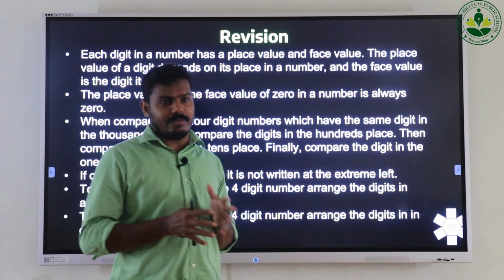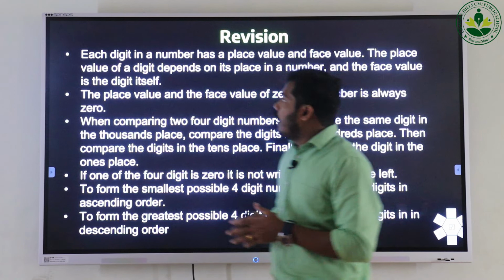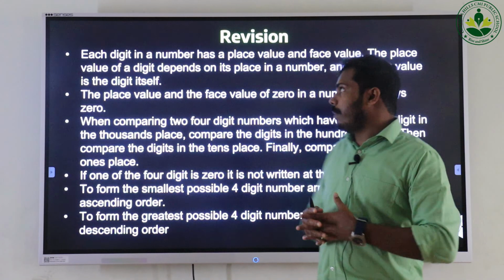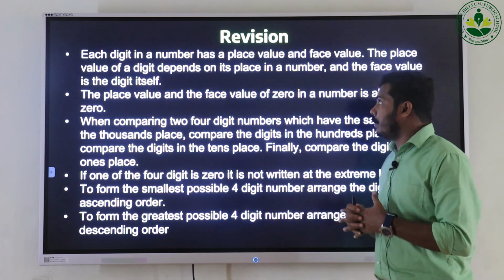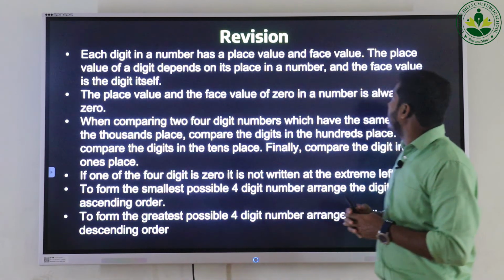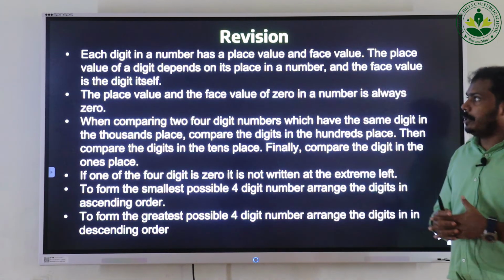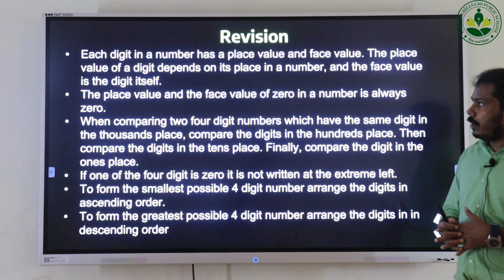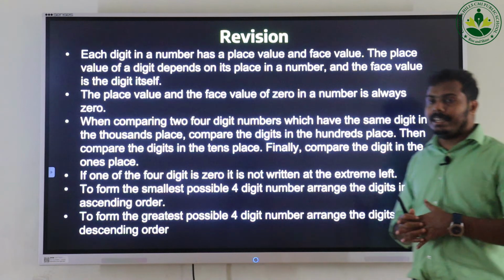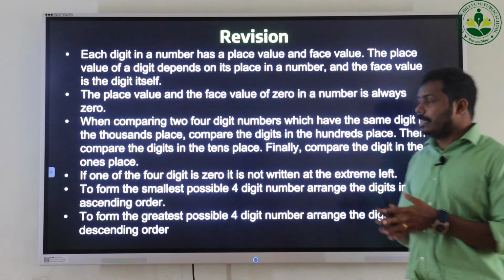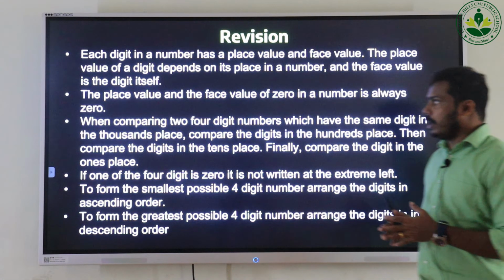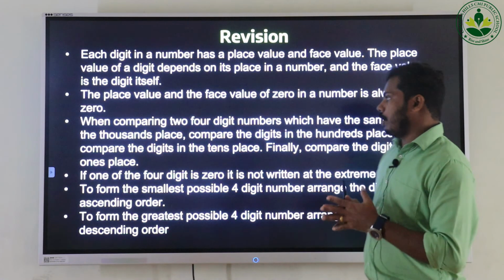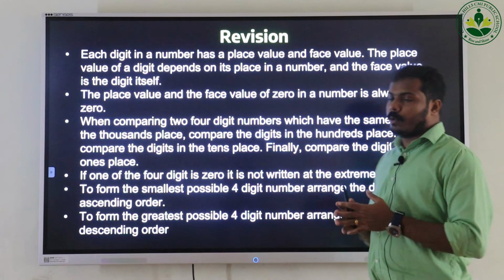And in this chapter we learn first thing, that is about 4 digit numbers, its place value and face value. Each digit in a number has a place value and face value. The place value of a digit depends on its place in a number, and the face value is the digit itself. The place value and face value of 0 in any number is 0.